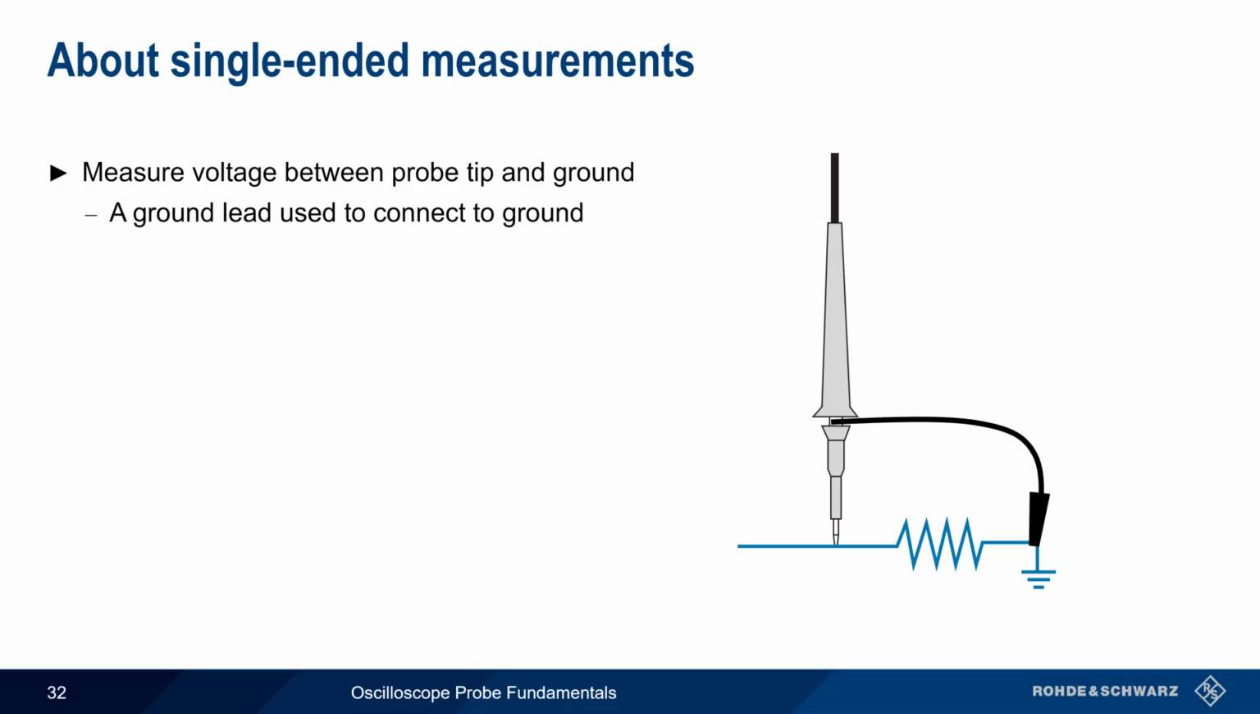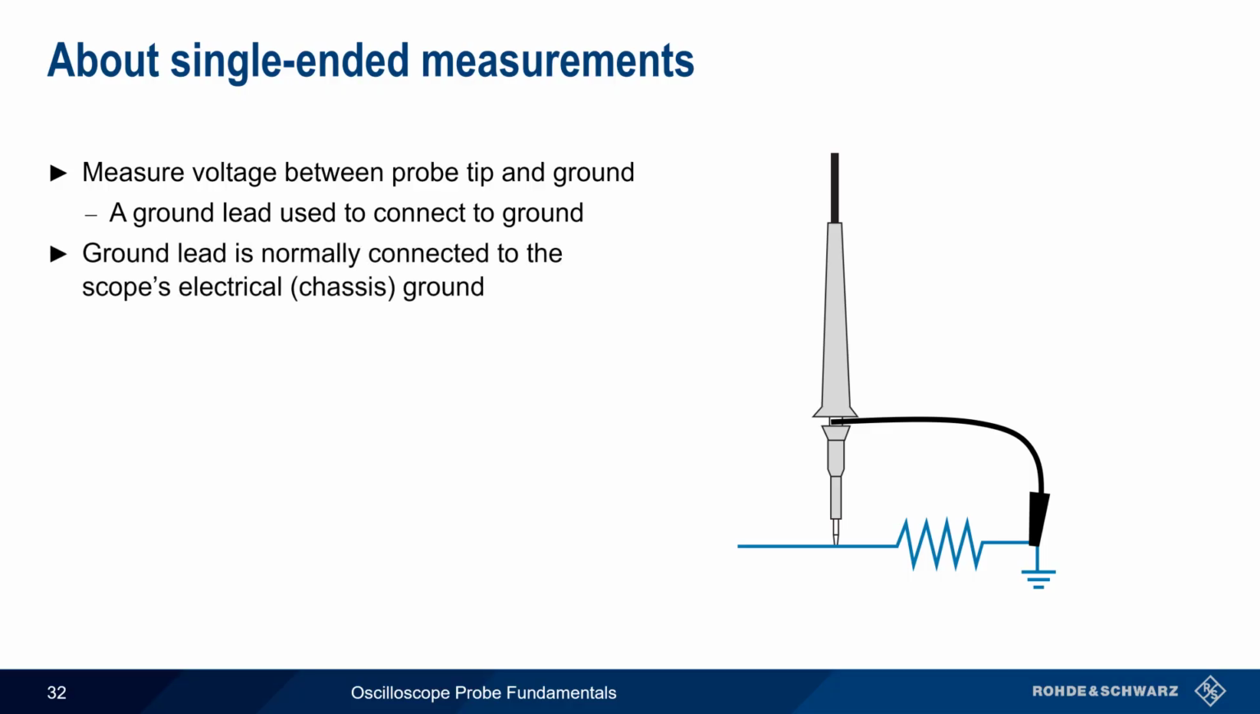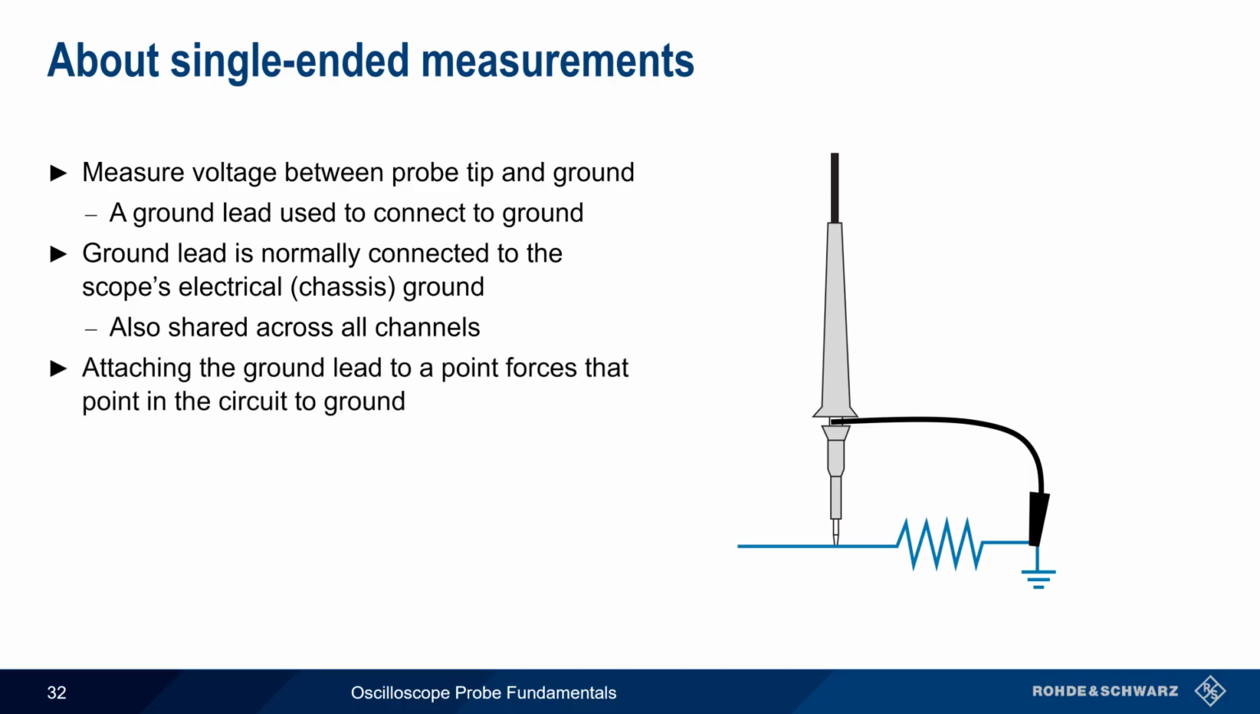In most cases, this ground lead is electrically connected to the electrical or chassis ground of the scope, and this ground is also shared across all oscilloscope channels. It's very important to remember that when this ground lead is attached to a point in a circuit, that point in the circuit is forced to ground.